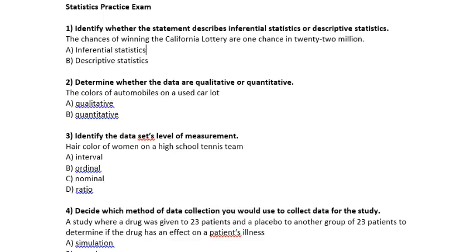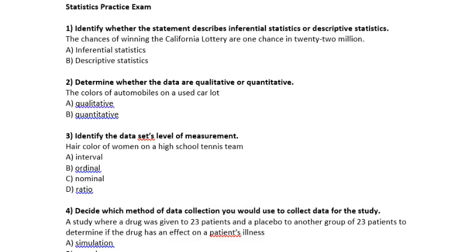Let's take a look at question number 2. Determine whether the data is qualitative or quantitative. Well, quantitative data means data that is based on a number. There are 10 people in the room. It is 75 degrees outside. Something that just is a statistic based on a number is a quantitative statistic, whereas a qualitative is not something based on a number, something that tells you the color or the quality of something. The colors of the automobiles on a used car lot are, of course, qualitative and not quantitative. A quantitative example would be there are 50 cars on the lot.